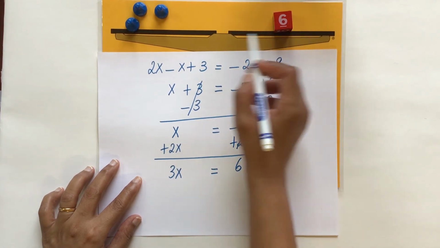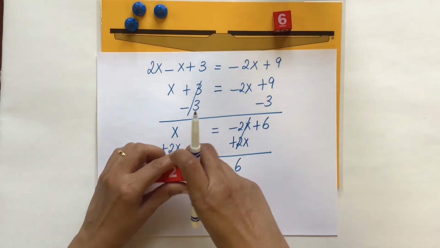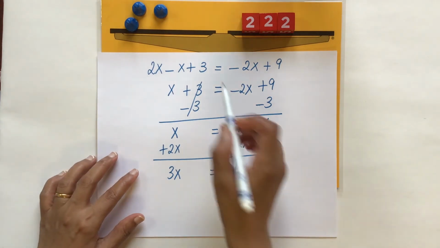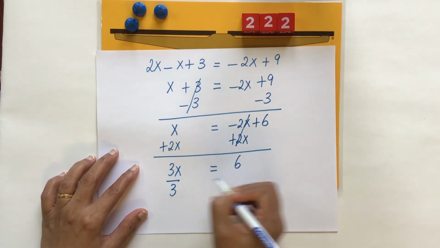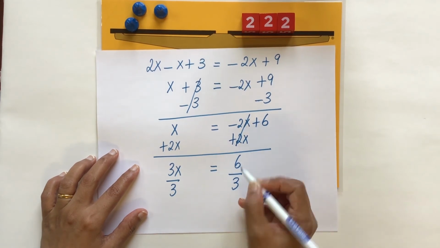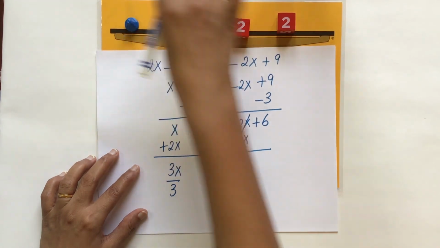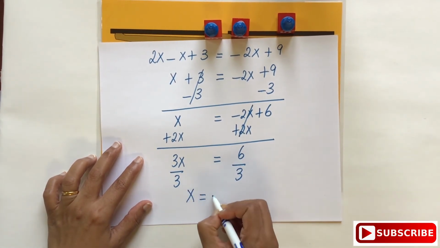I need to divide the 6 among the 3 blue pawns. Let me swap the 6 with a 2 plus 2 plus 2. So dividing the 6 among the 3 pawns, which means divide by 3 on both sides of the equation, each pawn now takes on the value of 2. So x is nothing but 2.